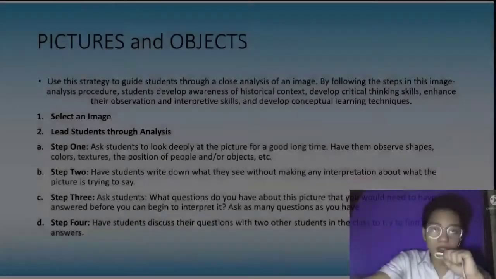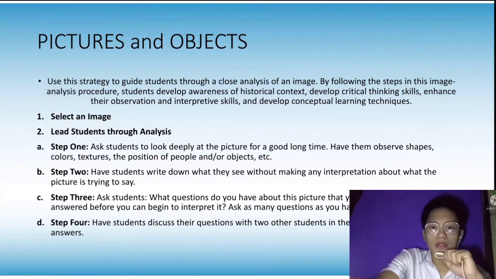So, hi, I'm Edsel Enriquez from BSIE IA 2C. So, there are different strategies for the development of emergent literacy skills. So, one example of this is by using picture and object. So, what's the use of this picture and object strategy? So, use this strategy to guide students through a close analysis of an image by following the steps.